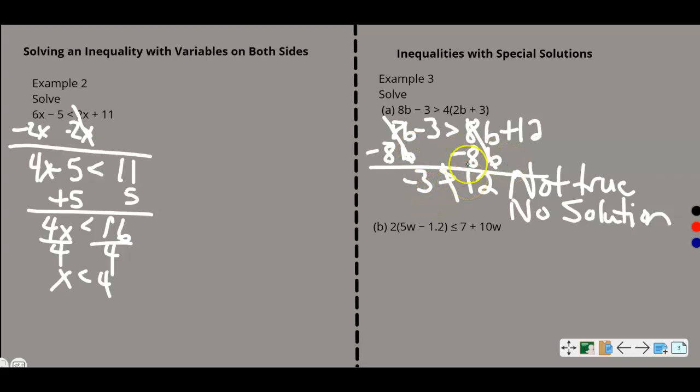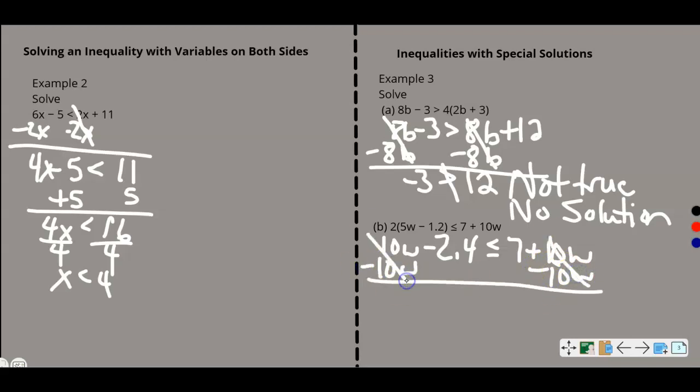All right, the next one says 2 times 5w is 10w. 2 times negative 1.2, that should be negative 2.4. We're going to have less than or equal to 7 plus 10w. And I'm going to subtract 10w from both sides.